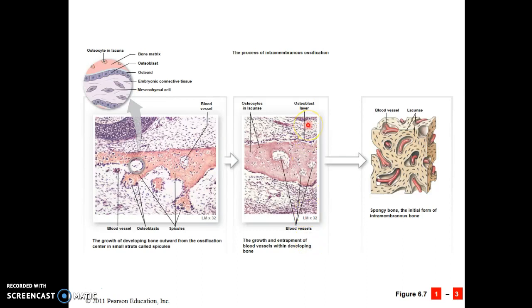Now, there's another type of ossification called intramembranous ossification. And this is going to occur in flat bones, such as bones of the skull, where you've got your cartilage membrane, and ossification occurs within that cartilage membrane.